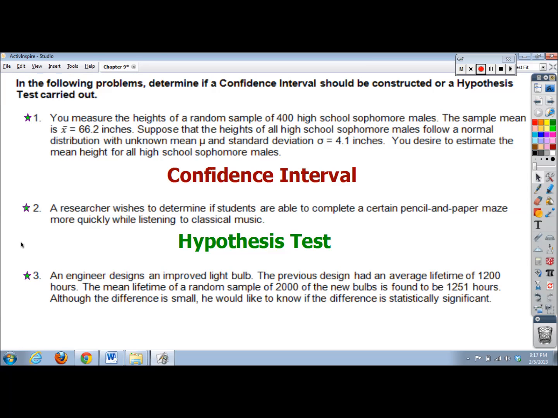And number three, an engineer designs an improved light bulb. The previous design had an average lifetime of 1,200 hours. The mean lifetime of a random sample of 2,000 of the new bulbs is found to be 1,251 hours. So 51 additional hours worth of lifetime. Although the difference is small, he would like to know if the difference is statistically significant. So we want to put this 1,200 number to the test. Is the mean average lifetime really 1,200, when we found from a sample 1,251? Yes, there is a difference, but is it big enough that 1,251 is a rare occurrence compared to 1,200? That's what we're going to be talking about, and we would make a hypothesis test for this.